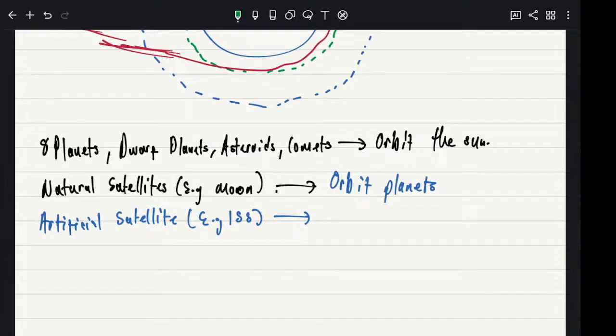Now, if you go to artificial satellite, e.g., the ISS, they orbit Earth. Artificial satellites orbit Earth because they are man-made. Thanks to Elon Musk, we've got more. Starlink, yay! It's using these small satellites, not many, all over, that will be orbiting the planet Earth and giving some serious Wi-Fi. You understand?